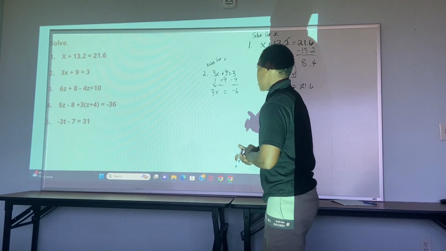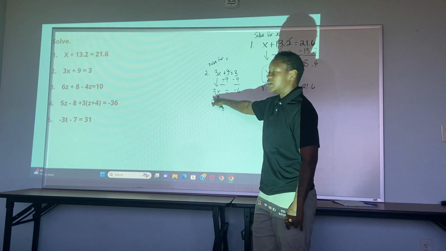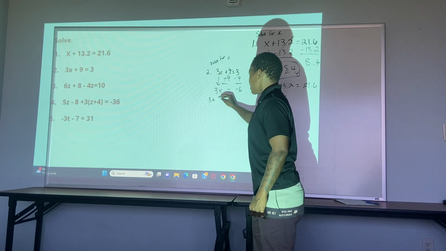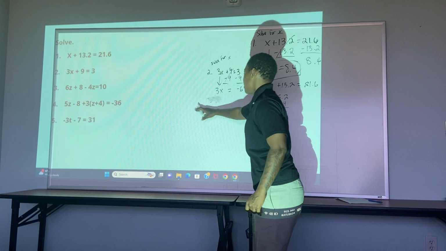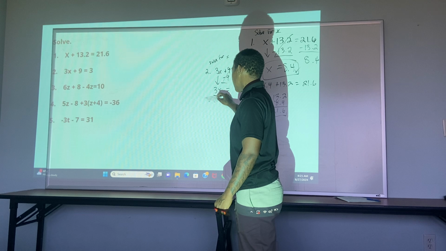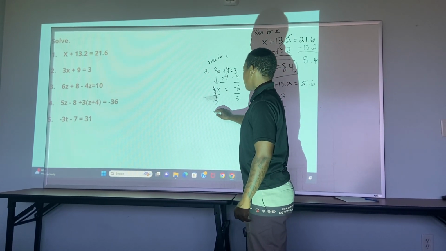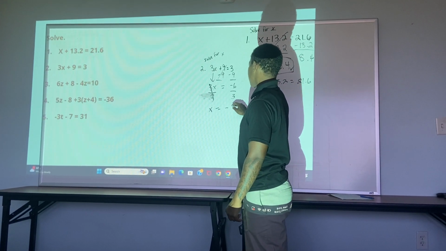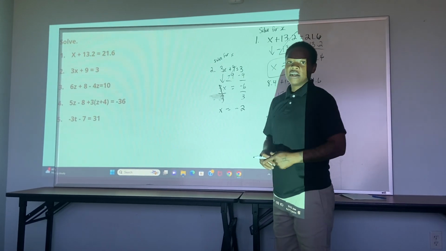Still not done yet, because our variable, which is x, is still not by itself. It's attached to a 3. When you see a number attached to a variable like this, you automatically know that that means 3 times x. So in order to get x by itself, we have to do the opposite of multiplication, which would be division. So what you do to one side, you always do to the other. That's going to obviously cancel that out. x equals negative 2.